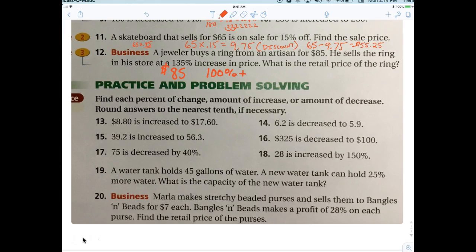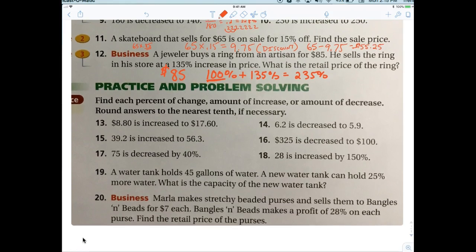100% plus what? Plus what? No, 135. The $85 cost is what percent? 100. You're adding what percent? No, you're adding 135%. So if I add those together, that would be what? I'm going to 135%. So to figure out what I'm going to sell it for, I'm going to do what?